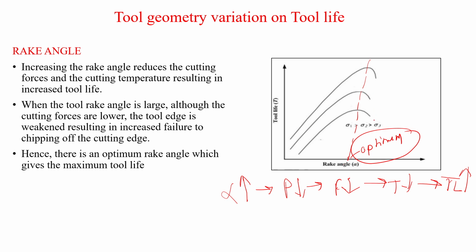After that, if we increase further, then the tool strength will decrease, and because of that tool life decreases. Therefore this is the optimum value of rake angle up to which the tool life is maximum. Fine? Is it okay? So I should move to the next slide, right?